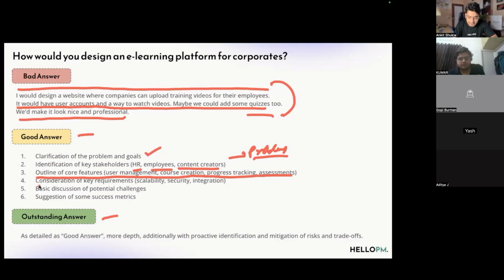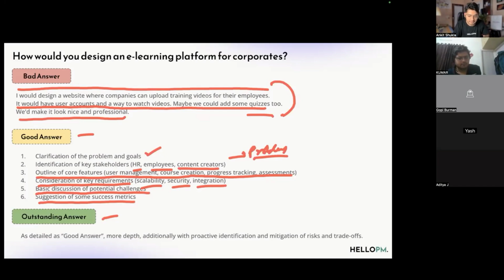After that, you understand the key requirements in terms of technology, let's say scalability, security, integration. Is it an MVP? Is it a bigger product? These kinds of things. And then discuss the potential challenges. What could be the challenges that can come? And eventually, you are going to talk about some success metrics. This makes sure that you are thinking about a product end to end rather than putting out whatever is at the top of your mind.